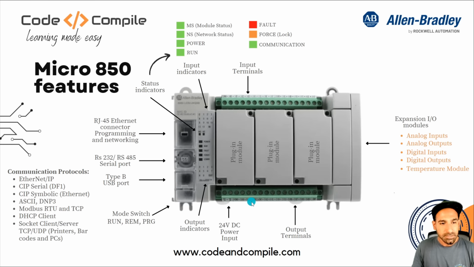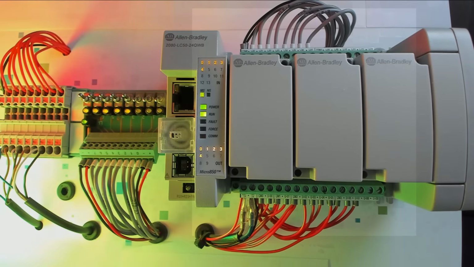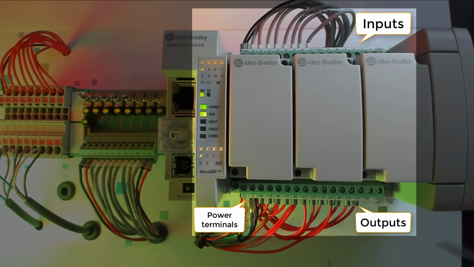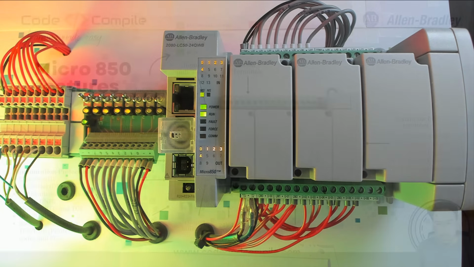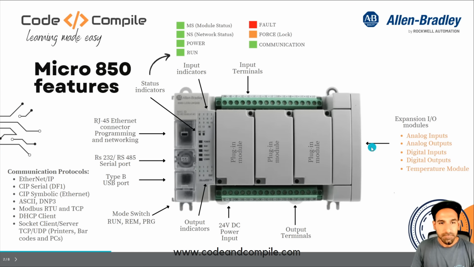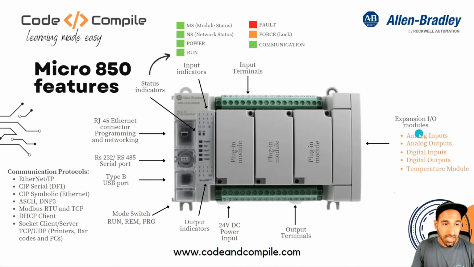And then you have output terminals on the bottom. So this is similar to what you have seen here. These are all the output terminals, and on the top you have all the input terminals. So you have connected input on the top and output on the bottom, and power supply over here. Very easy. Coming back here, you have plug-in and extension I/O modules.